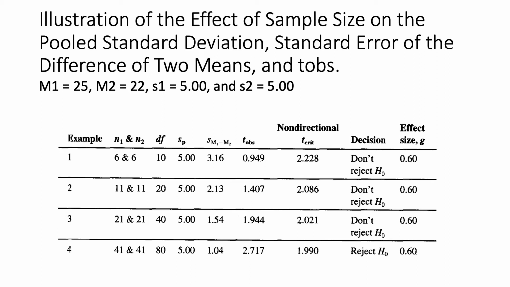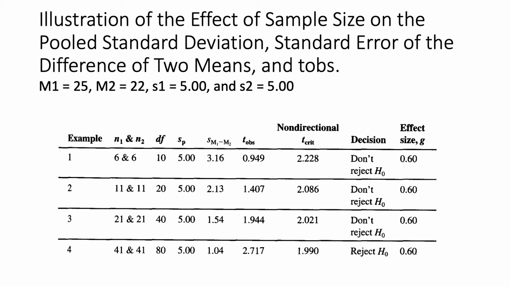You see pretty quickly as you scan your way down that even though the size of the effect, the difference between the two means, doesn't change, the various measurements we take and the statistics we generate do. We've got different degrees of freedom. Though we have similar pooled standard deviations, we have different standard errors of the difference between the means because of the differences in sample size, which leads us to a different t observed and a different t critical.